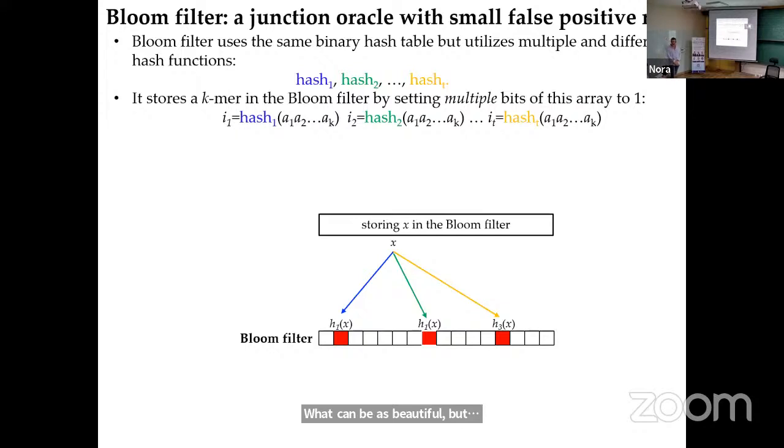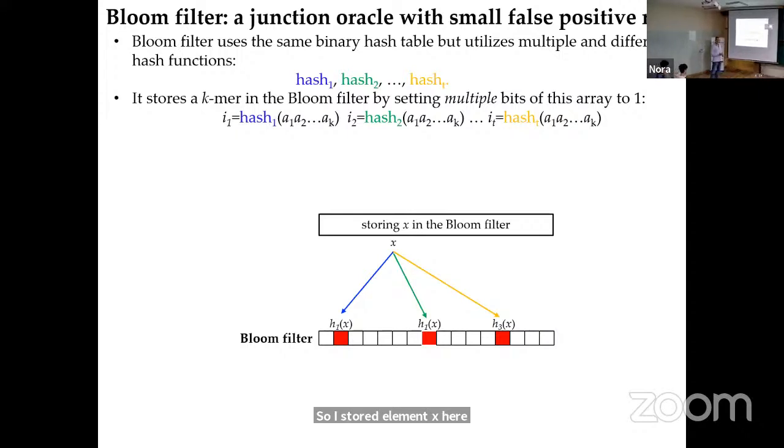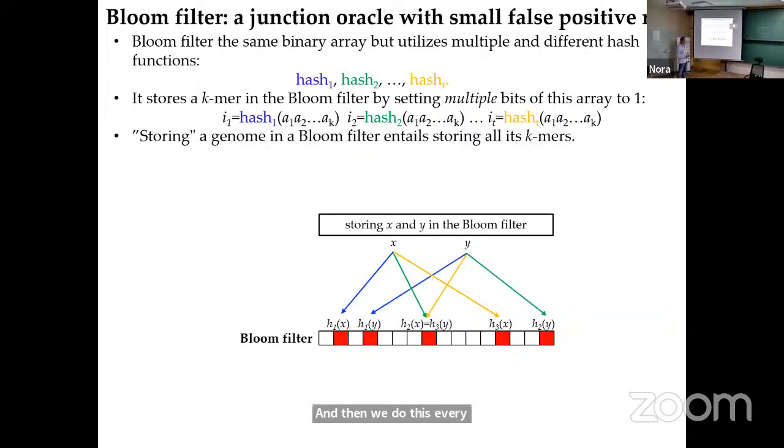It sounds very counterintuitive because it increases the chance of collision, right? I fill more elements into the hash table. So I stored element X here, and I do it with every k-mer from the genome. Now I stored element Y, there is a collision; there will be more collisions than before. Make sense?